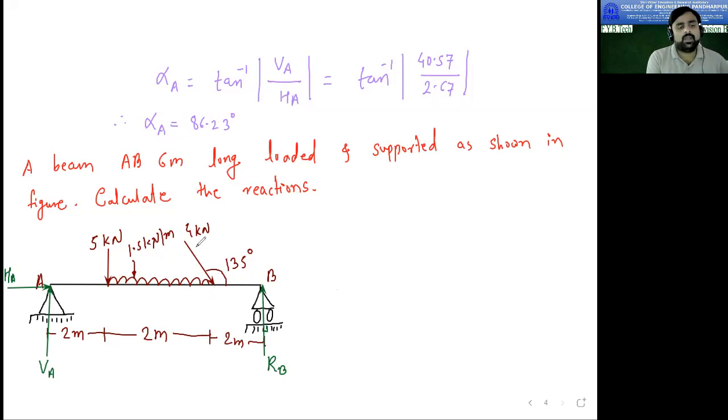Before that we need to resolve the force of this 4 kilonewton. Now you tell me how to resolve this force. So I will draw the components. No, how to resolve this?